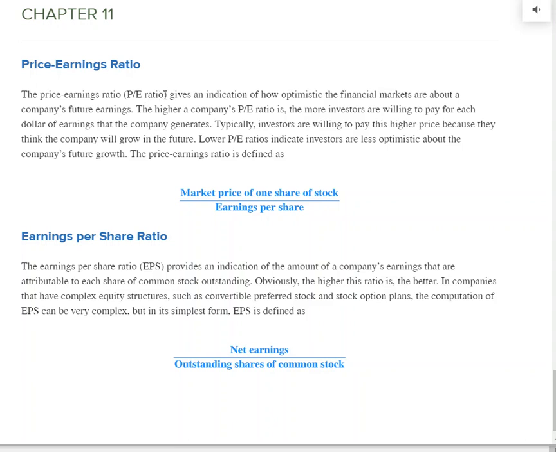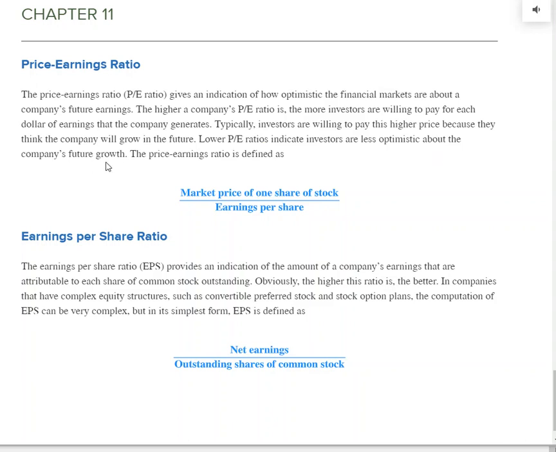The PE ratio gives an indication of how optimistic the financial markets are about the company's future earnings. The higher a company's PE ratio is, the more investors are willing to pay for each dollar of earnings that the company generates. Typically, investors are willing to pay this higher price because they think the company will grow in the future. Lower PE ratios indicate investors are less optimistic about the company's future growth.